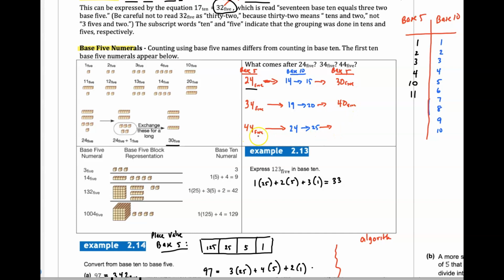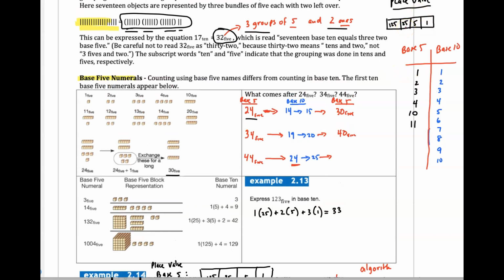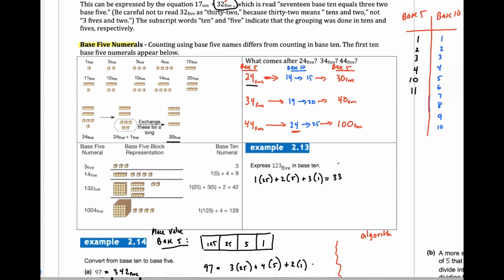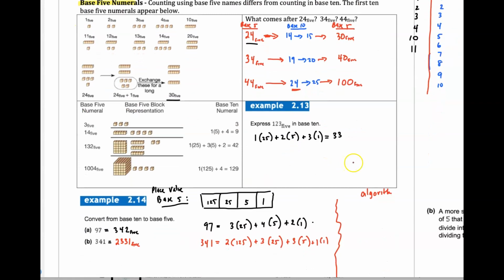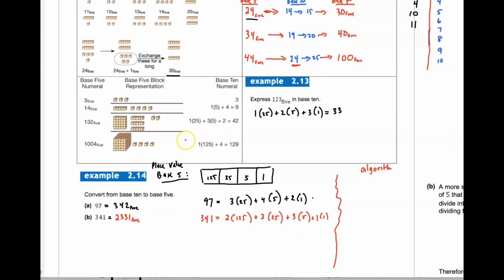What's the next number after 44 in base 5? Well, 44 is 24: 4 fives, 4 ones. The next number is 25. Technically that's 5 fives and 0 ones, but in base 5, the next place value is 25. So the next number is one group of 25, 0 fives, and 0 ones, in base 5. Again, I know this is a difficult concept, since you've never dealt with another base other than base 10. Let's look at another example.